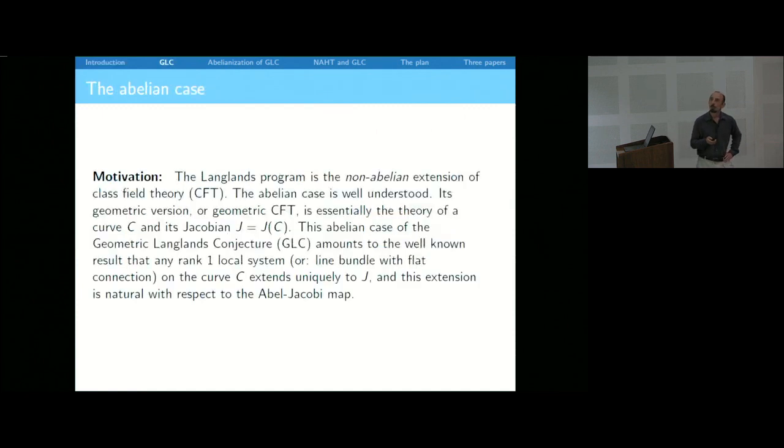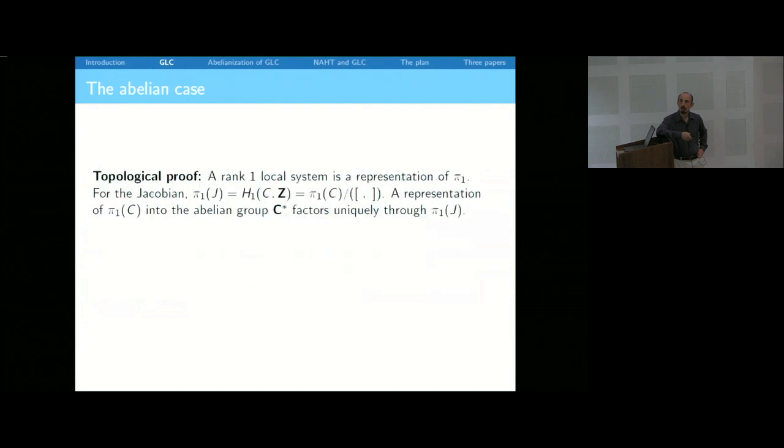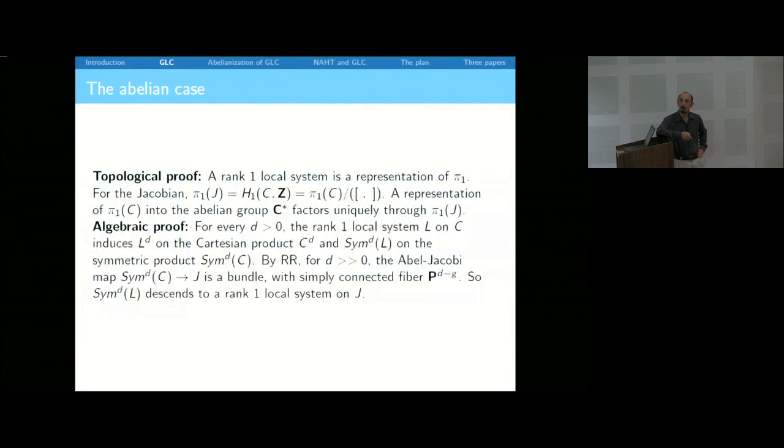Okay, so as I was explaining last time, the Langlands program is the non-abelian version or extension of an abelian theory called class field theory or geometric class field theory. And the abelian case is well understood. It's just a theory of a curve and its Jacobian. And I explained last time that there are basically two proofs, a topological one and an algebraic one, of the result in the abelian case. So here they are summarized for you.